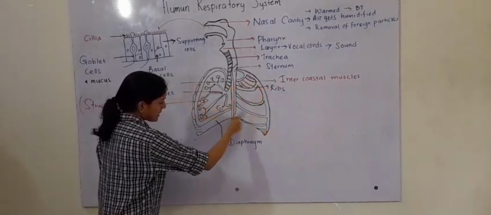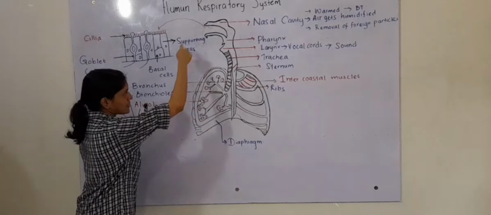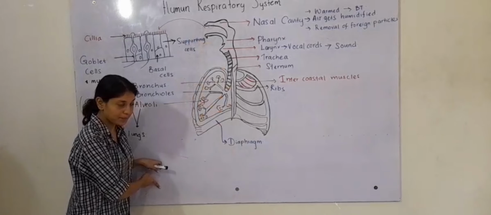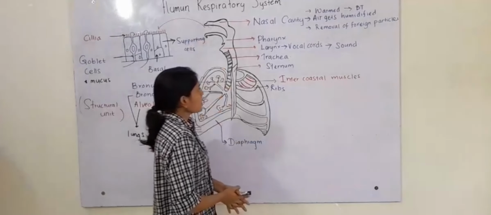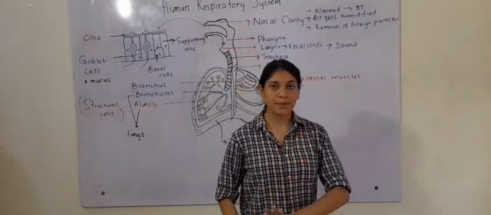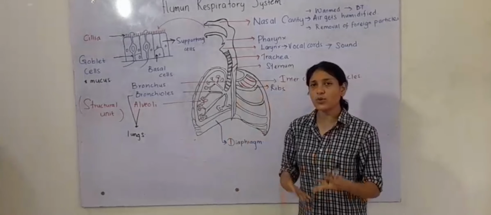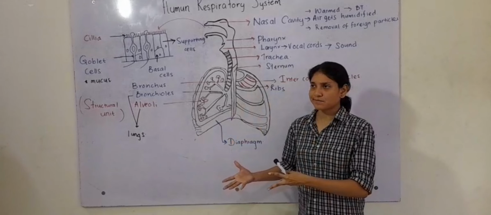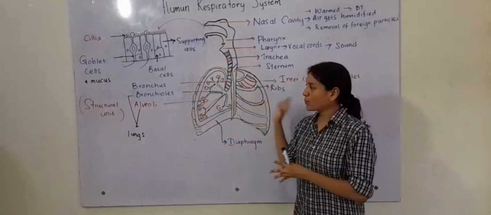Also, as the last part, you have the diaphragm. This diaphragm is separating your thoracic cavity from your abdominal cavity. This is also a skeletal muscle. So that is about your respiratory system. Hope you understand. In your book you don't have a very deep description about your respiratory system, but hope you understand this.